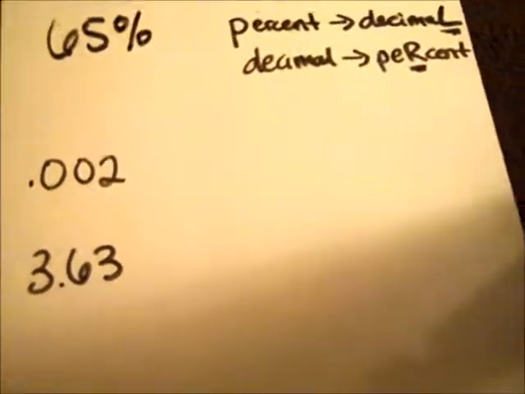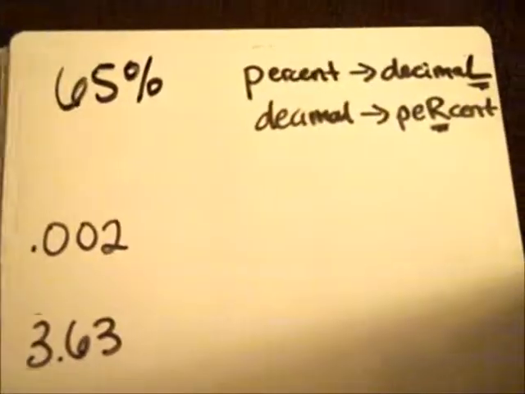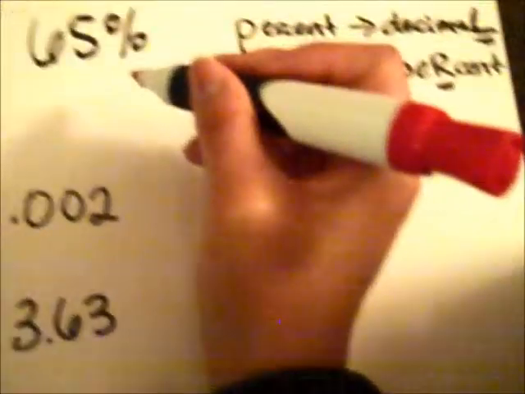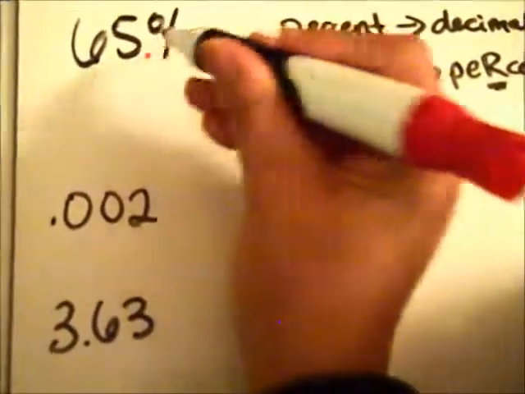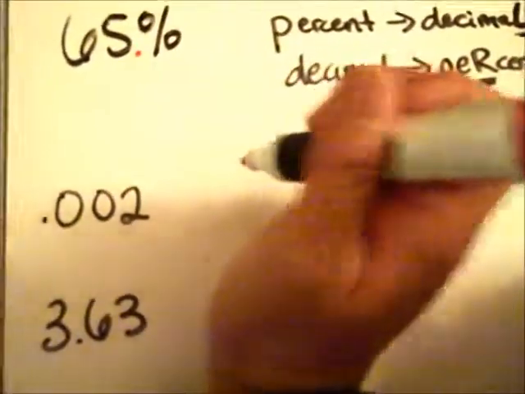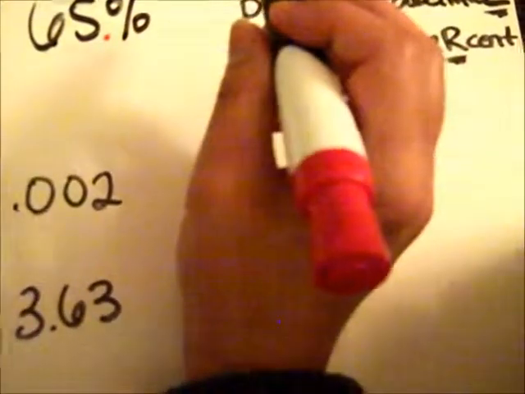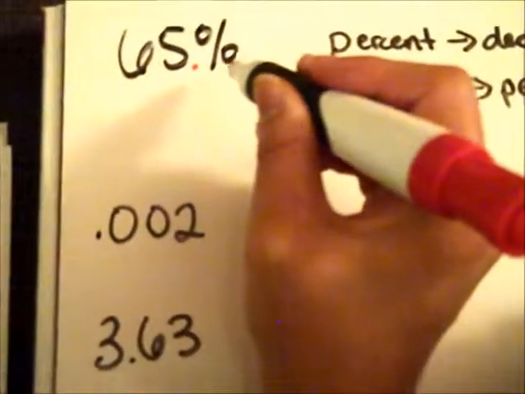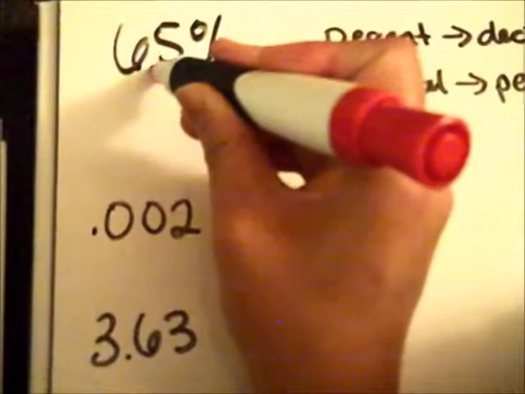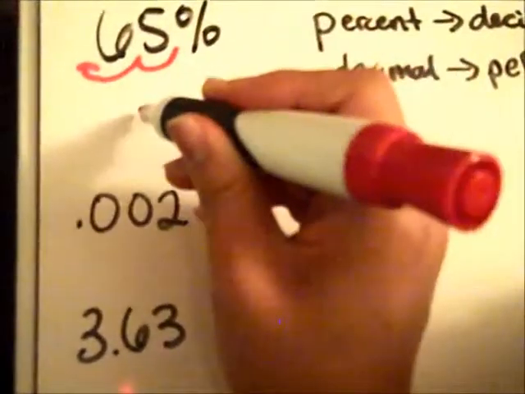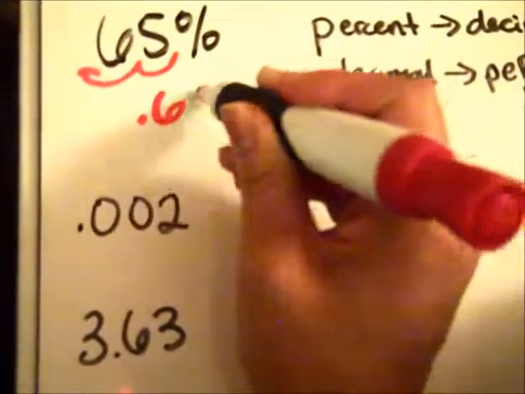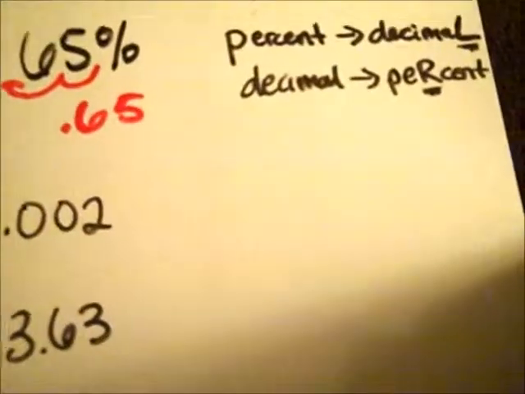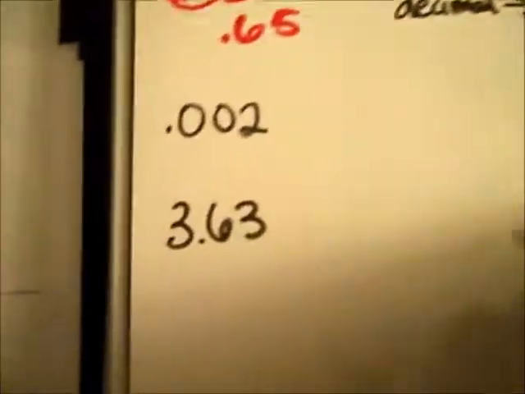Okay, writing decimals as percents, percents as decimals, fractions as percents, and so on. So if we have 65% and we want to write it as a decimal, we move the decimal 2 spaces to the left. Percent to a decimal. Remember that. 0.65. That would be our decimal. We're done.